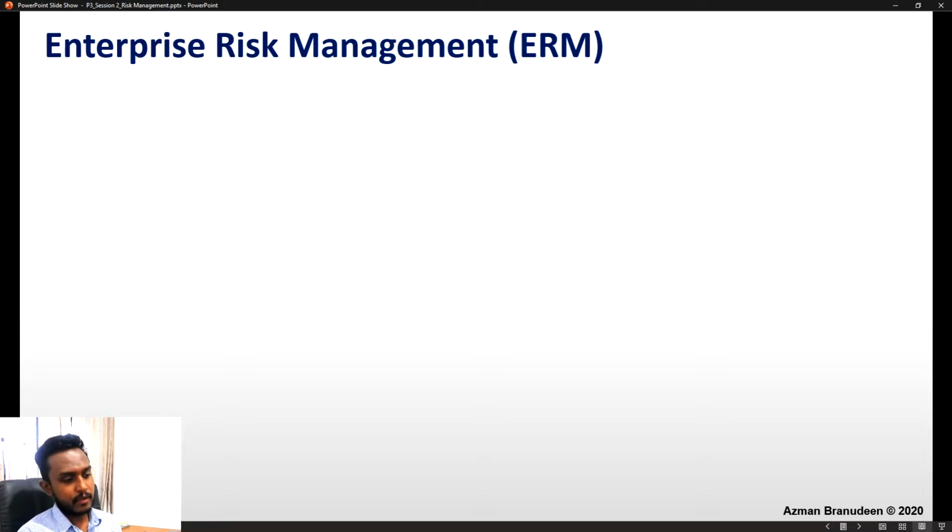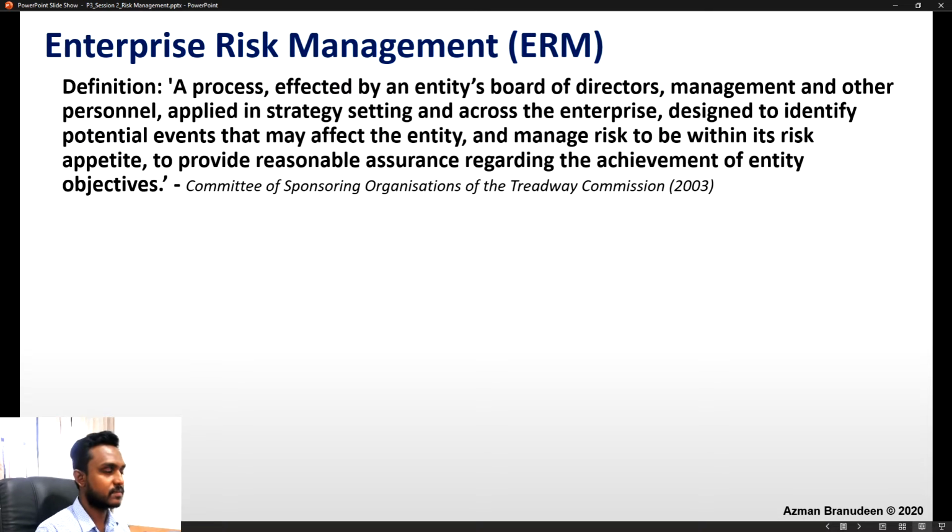Now, if you really look at the syllabus, the entire syllabus is structured as far as risk management is concerned on the basis of this. What you see here, enterprise risk management. So it's very important, as case study students and as potential chartered management accountants, that you have a very good handle on what enterprise risk management is.